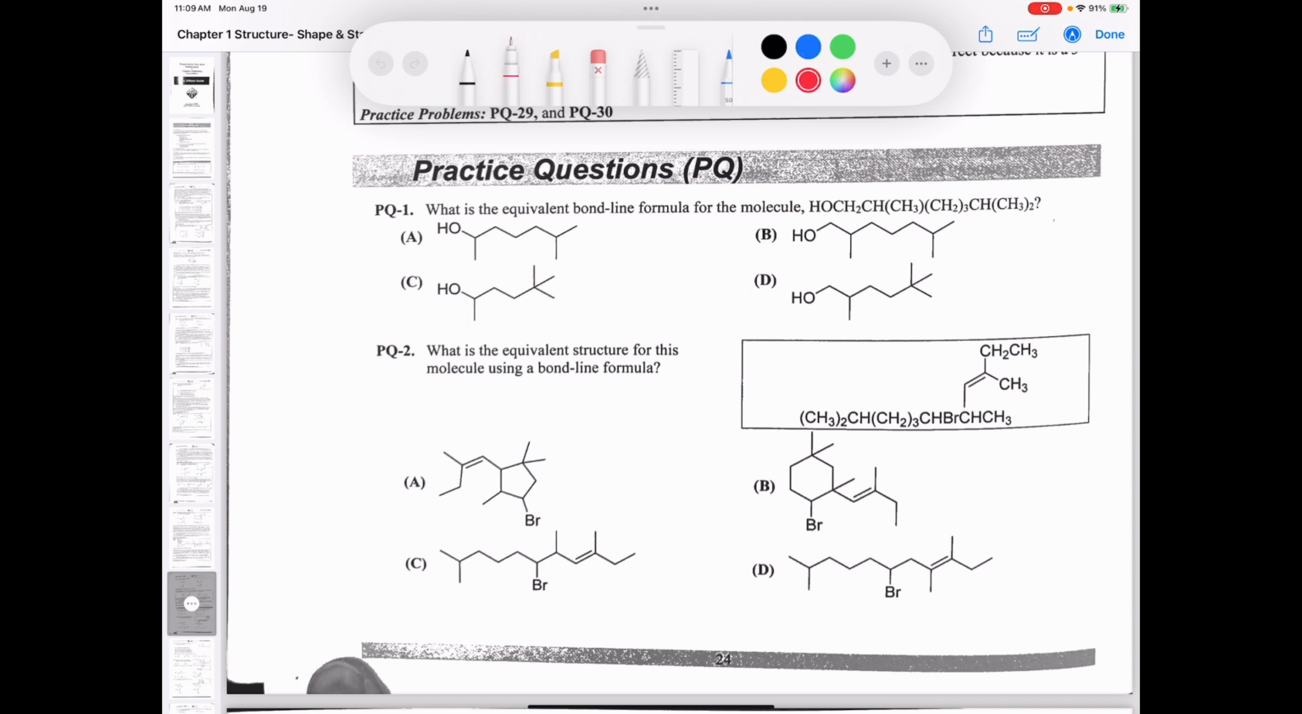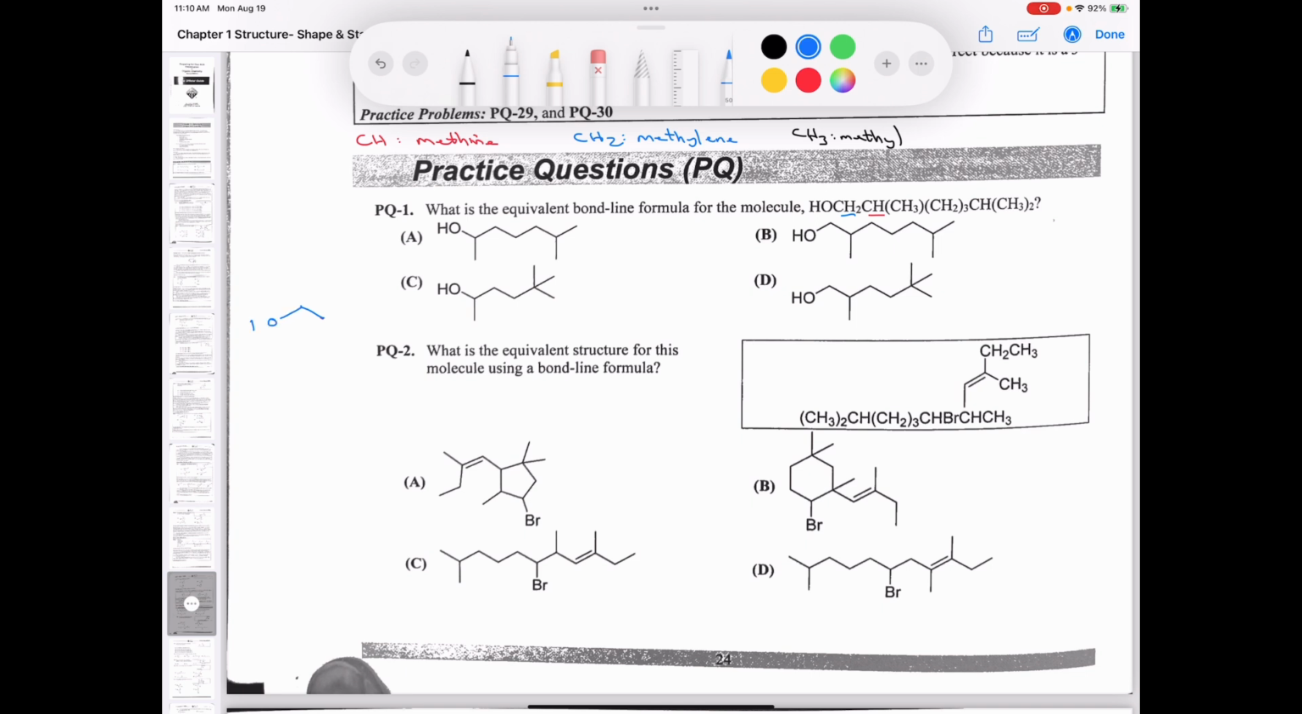So if we start out with this methine, remember a CH is called a methine. A CH2 is called a methylene. And of course, a CH3 is a methyl. So if we start with that methine, that's CH. So I'll just put a red dot over here and just kind of work on the side. Then we go off to the left to this methylene. So we have a methylene over here.